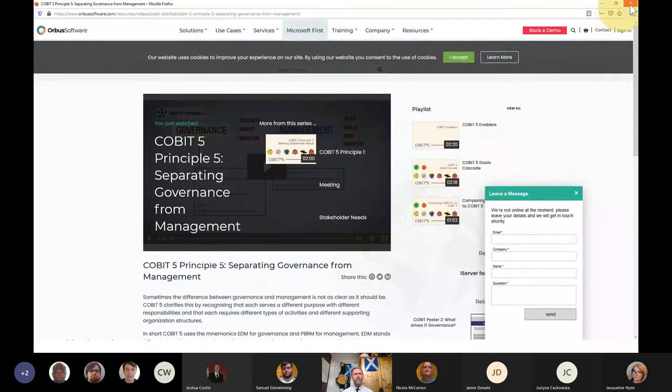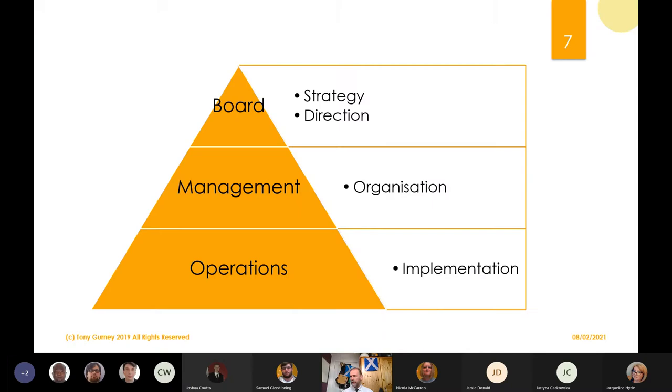Okay, so every step of this thing, we actually try and separate out these things. So in the video you saw it as enclosed boxes. Here it's shown by a pyramid, but it's the same kind of idea.